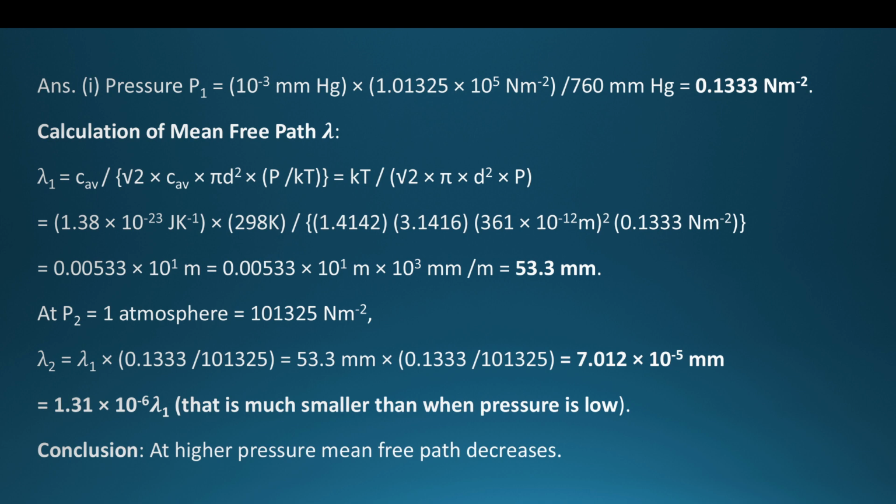At 1 atmosphere pressure, when we do similar calculation, we find that mean free path lambda 2 is much smaller. Means at higher pressure, mean free path decreases enormously.